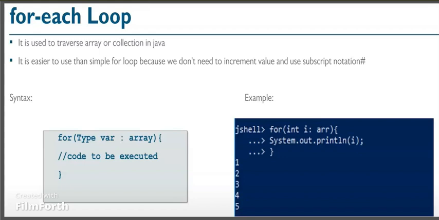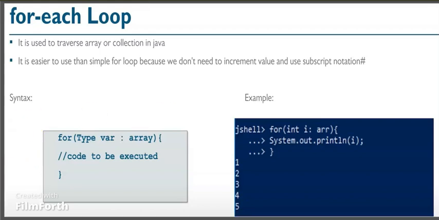We can understand that it is easier than the simple loop because we are not incrementing the value or using the subscript notation at all. This is the slide on the syntax: for, then the type of the variable and the array. You have to keep these different syntaxes in mind. What is the simple loop syntax and what is the for each loop syntax, because every loop has a different syntax. While writing a program, you have to keep in mind which syntax you are following. It is an important thing.